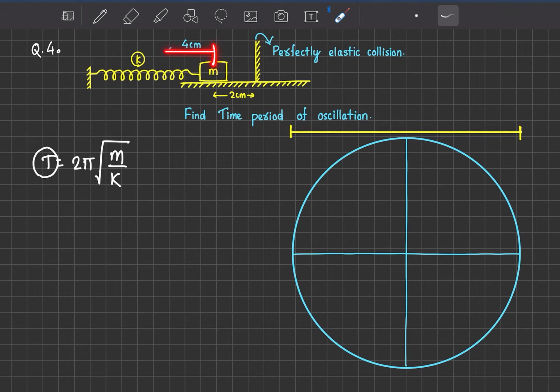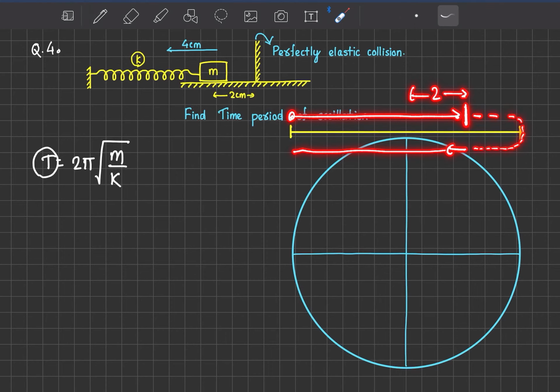Now if it is compressed from the natural length by 4 centimeter, that means the amplitude of oscillation should be 4 centimeter. So on the left side it is going 4 centimeter, but on the right side it is just allowed to go 2 centimeter. So if we analyze the SHM, the particle from mean is compressed to the extreme end and released. In this case it is coming back towards right, but it doesn't cover the entire path. It stops at 2 centimeter from the mean and again goes back.